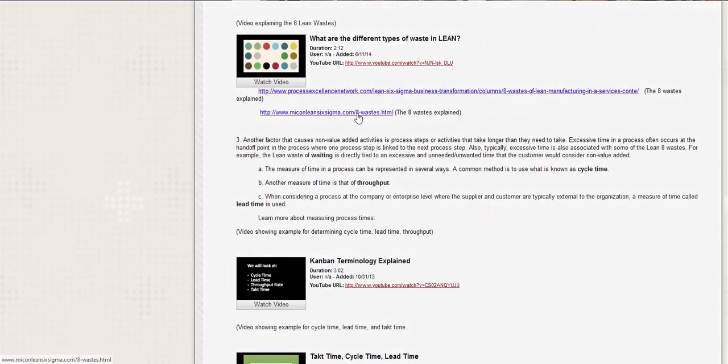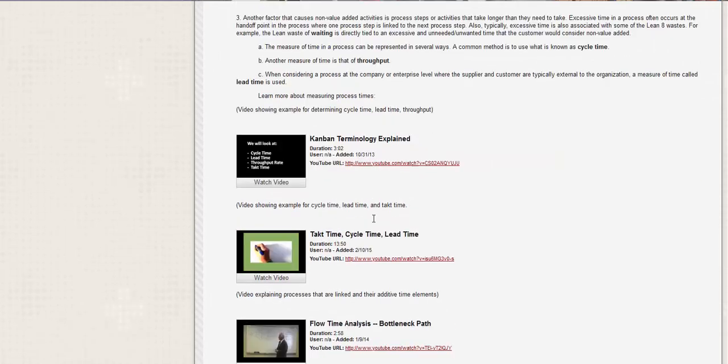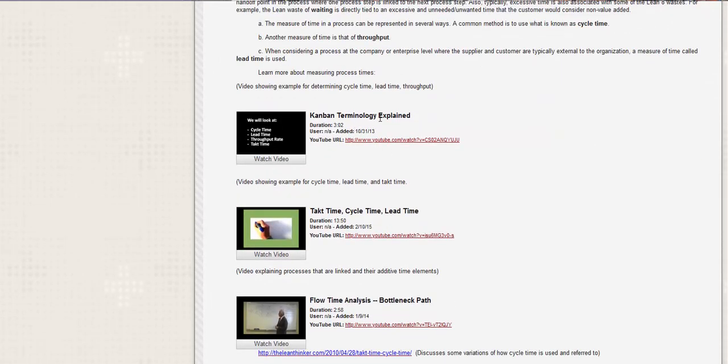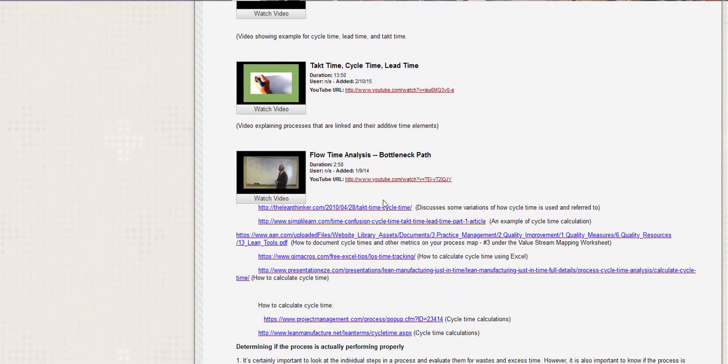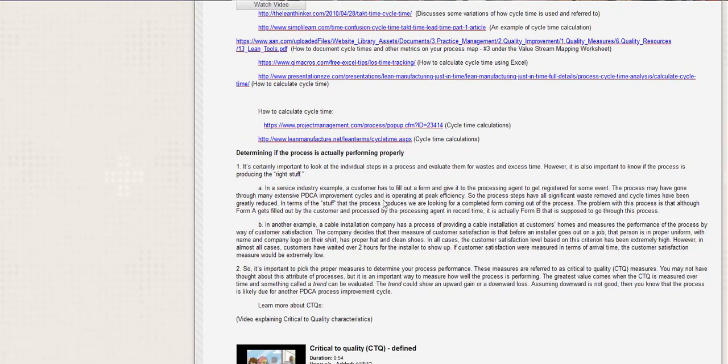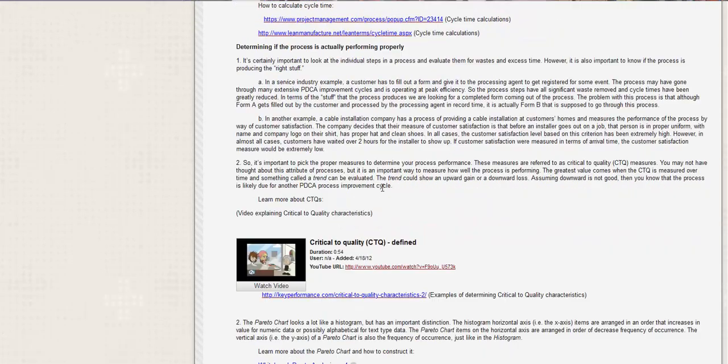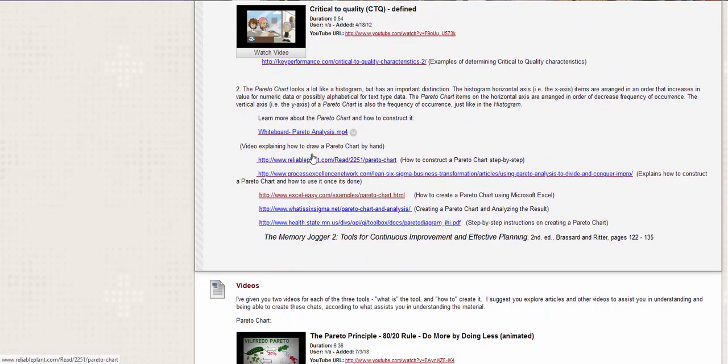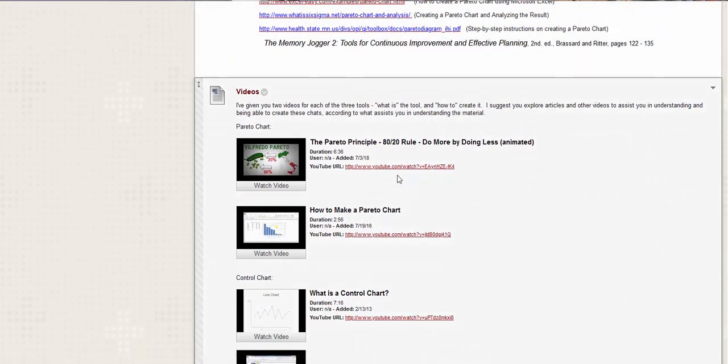Some more information, some Six Sigma information about wastes, Kanban terminology. These are all really, really interesting and important parts of quality tools and about processes and quality improvement. So, you don't have to really watch all of it, but kind of spot check it, make sure you get a really good idea of what's going on.